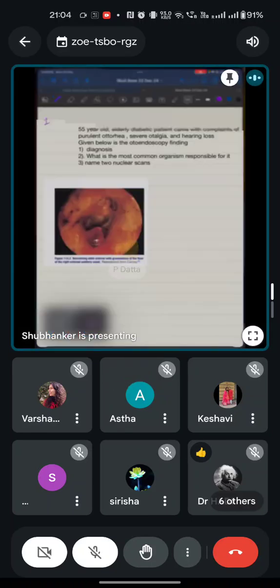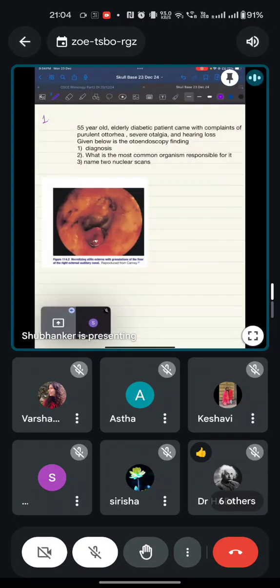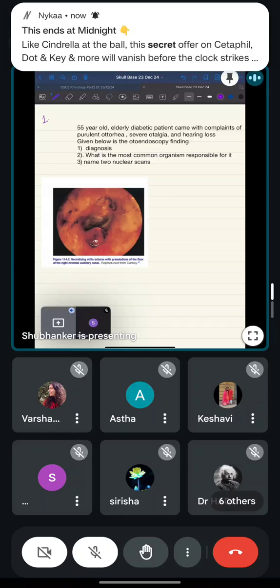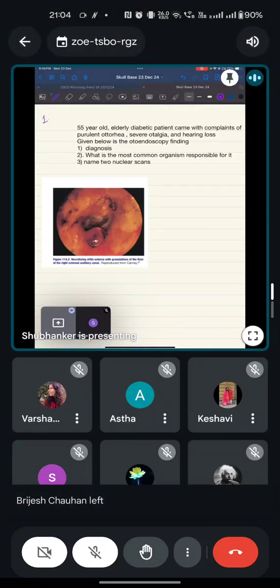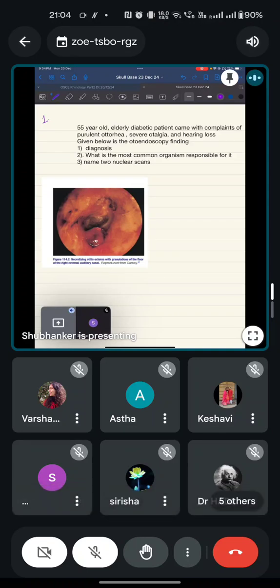Let's start with today's discussion on skull base osteomyelitis. The first question goes, I'll just read it out for you. A 55-year-old elderly diabetic patient came with complaints of purulent otorrhea, severe otalgia, and hearing loss. Below is the finding of otoendoscopy, and we have been asked to tell the diagnosis. Second is the most common organism for it, and third is 2 nuclear scans which can be done for the above scan. So I think diagnosis is an easy shot.